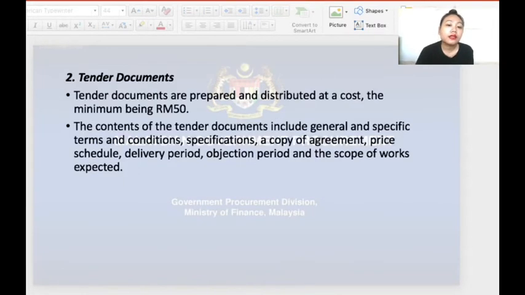And then the second process, tender documents. Tender documents are prepared and distributed at a cost, the minimum being 50 ringgit. The contents of the tender documents include general and specific terms and conditions, specifications, a copy of agreement, price schedule, delivery period, objection period, and the scope of works expected.